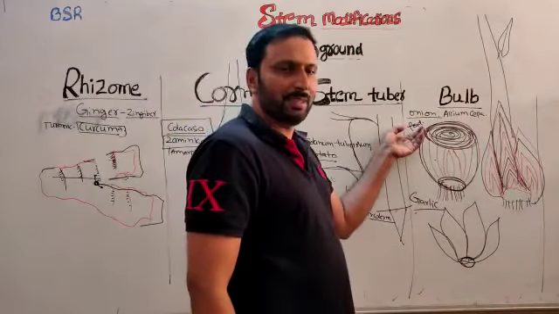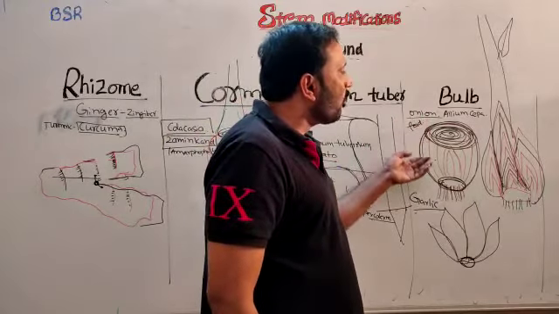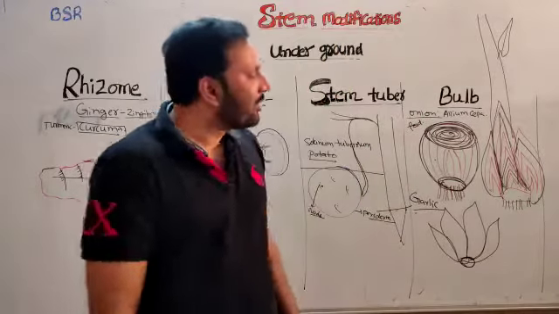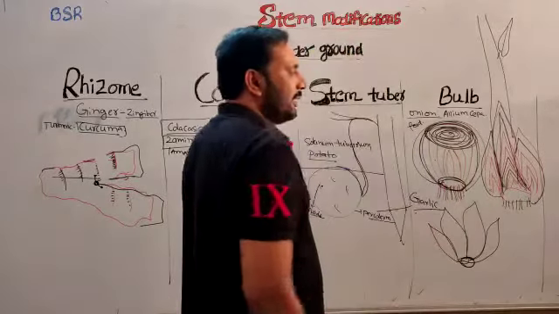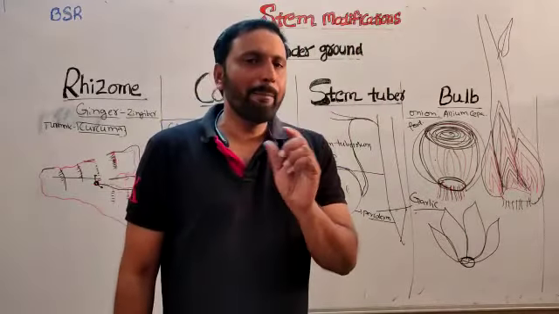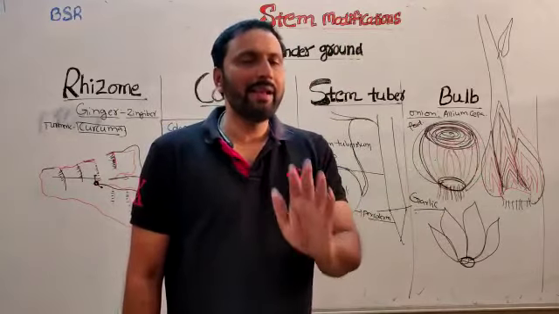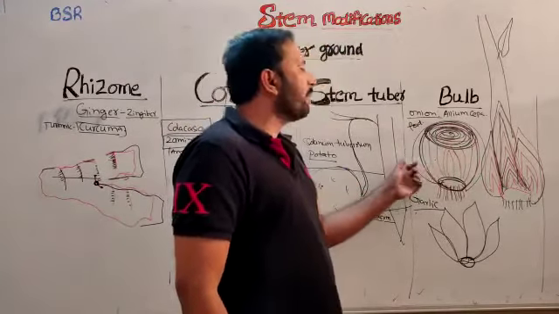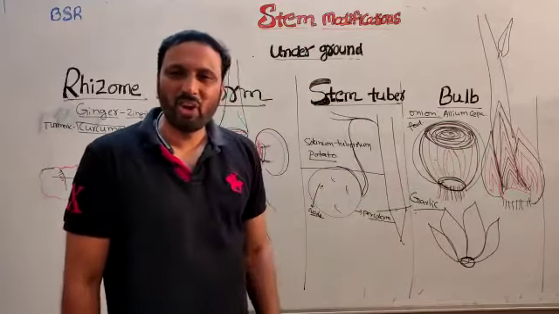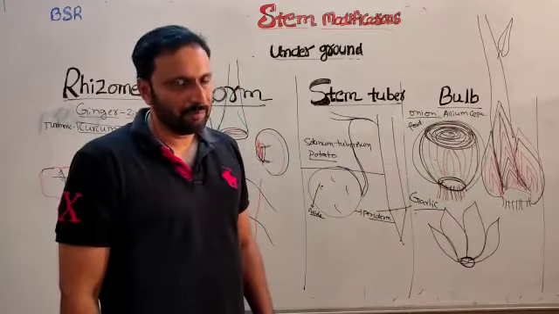Example, onion. This onion is called a tunicated bulb because the entire bulb is covered by tunica. The tunica is a dry membranous layer, a very dry layer. The entire bulb is covered by tunica, hence that bulb is called a tunicated bulb.